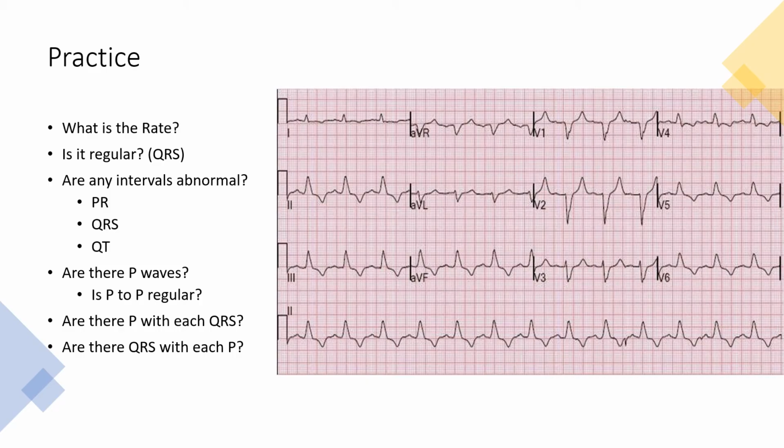Here in lead 2, it looks like I can see P waves. So P, and here's my R. This is less than one large box, so the PR interval is normal. My QRS appears to be wide, and it appears wide in almost every single lead. So that is abnormal, but let's continue to assess. PQRS, PQRS, PQRS, PQRS. It looks like there's a P with each QRS and no extra QRSs without Ps.